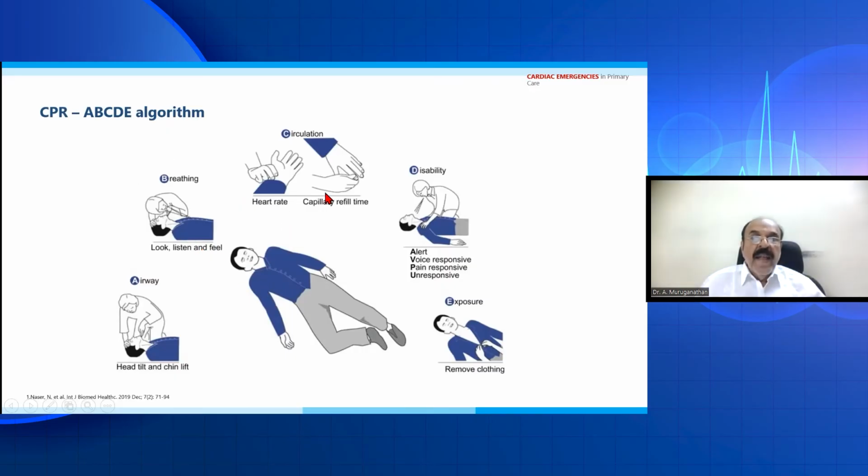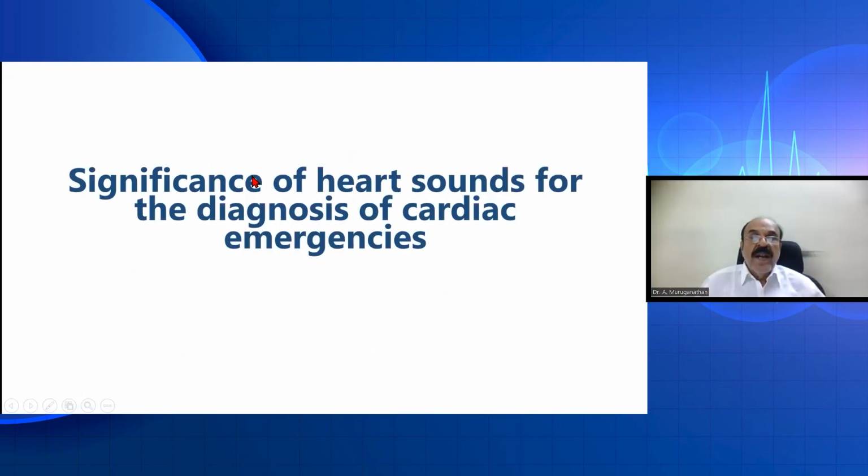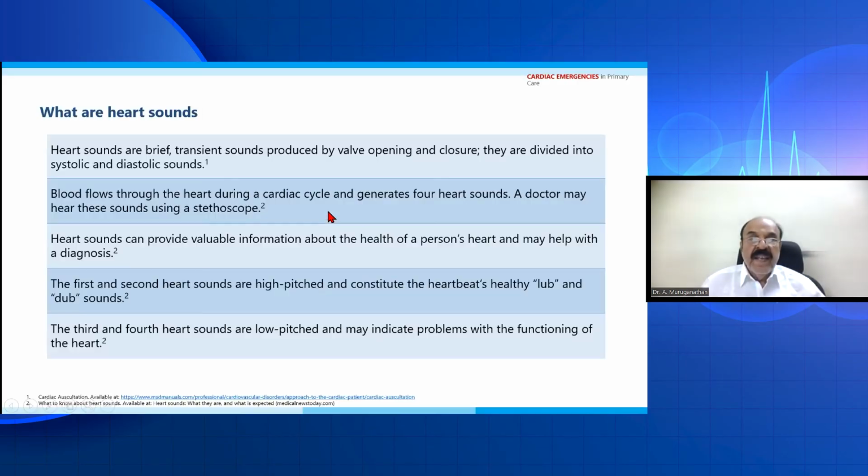I think everyone must know about this first aid measure and the significance of heart sounds for the diagnosis of cardiac emergency. Heart sounds are the brief transient sounds produced by valve opening and closure. They are divided into systolic and diastolic sounds. Blood flows through the heart during the cardiac cycle and generates 4 heart sounds. A doctor may hear these sounds using a stethoscope. Heart sounds can provide valuable information about the health of the person's heart and may help with the diagnosis.